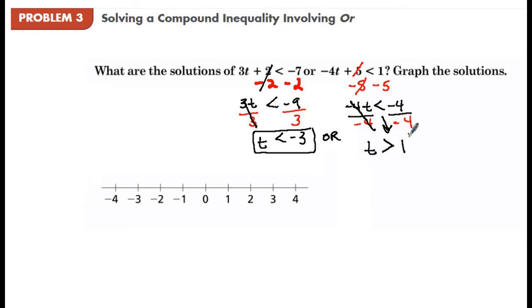So here's our inequality with the word OR, and we're going to graph this. So the first one is going to be an open circle where t, so here's our negative 3, right here, open circle, and t has to be less than that value, so it'd be pointing to the left. T greater than 1, again open circle at 1, and anything greater than 1, so it'd be turning to the right. And there's our inequality.